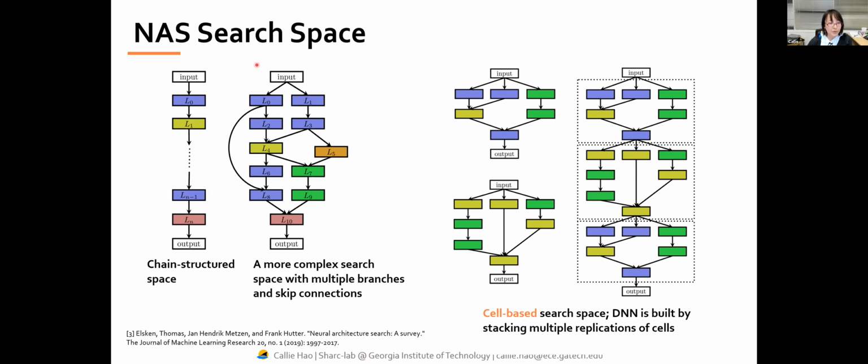And then we have this more complex search space with multiple branches and skip connections. This can be very random. And on the right side, we also have this cell-based search space. This is a cell, this is a cell, and the DNN is built by stacking multiple replications of the cells. For example, this is cell 1, this is cell 2, and this is cell 1 again. So this is called cell-based search space. This is a brief introduction to the search space.